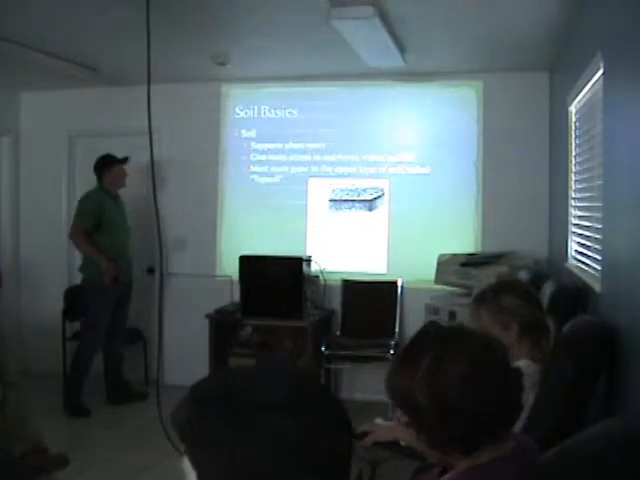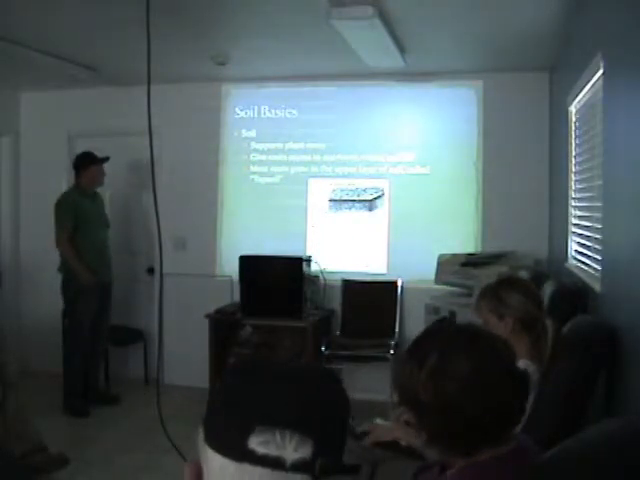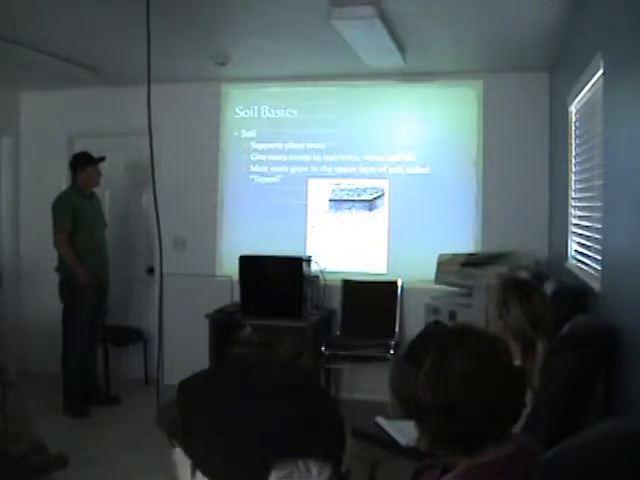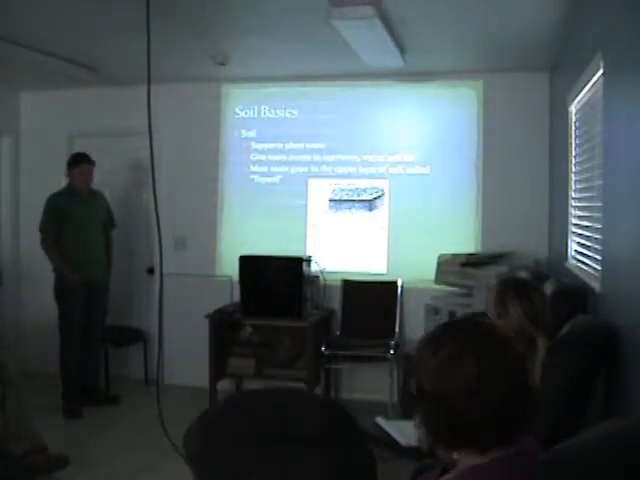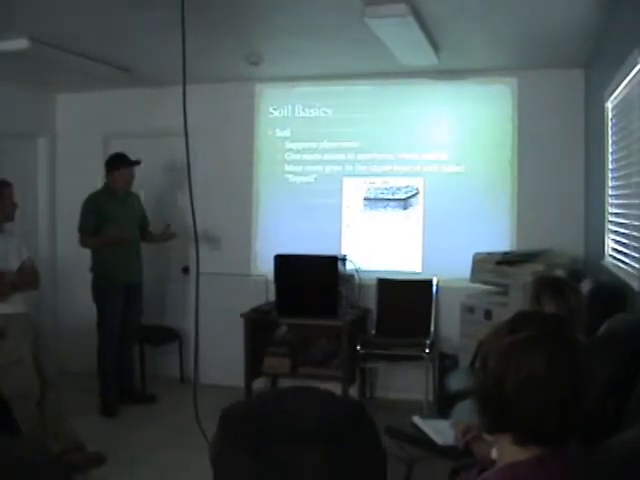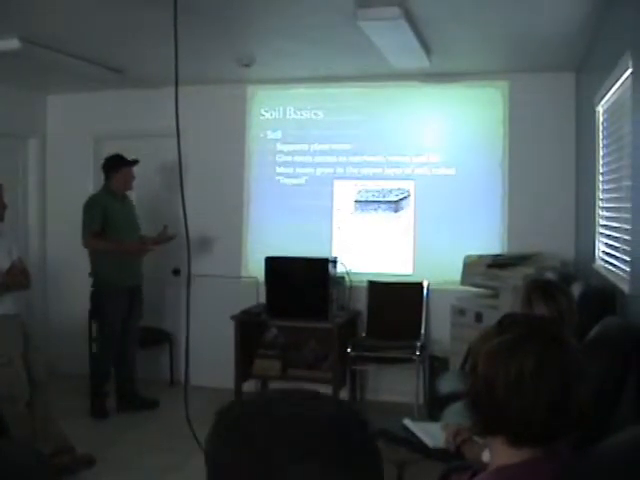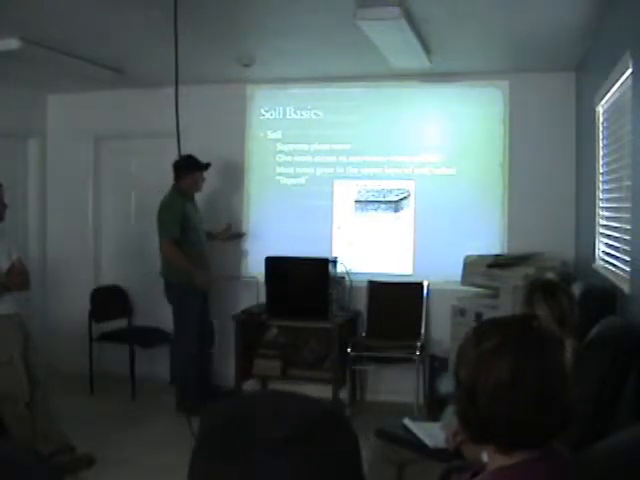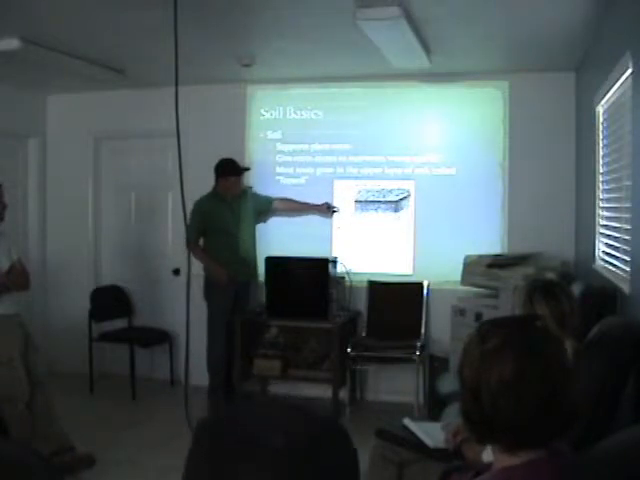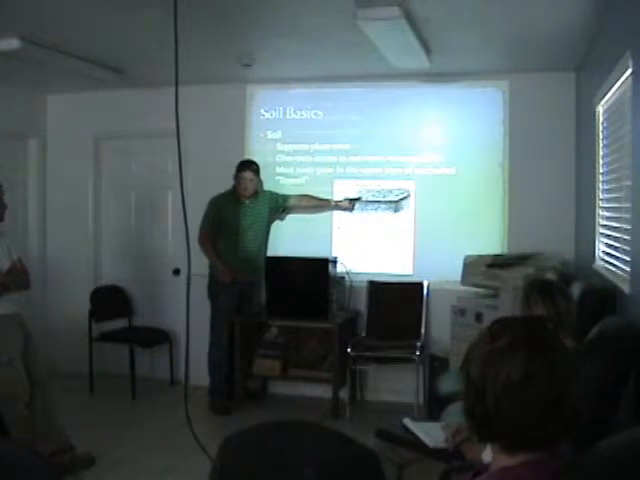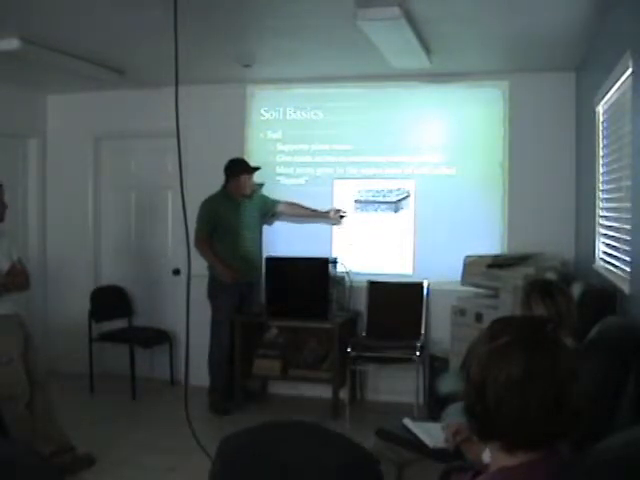So here's a few just basics about soil. Soil supports the plant roots, and it gives it a place to bring up nutrients and water and things like that. Most roots grow in the upper layer of the soil called topsoil. So this here is called a soil profile. And up here at the top is grass or whatever plants that you might have.